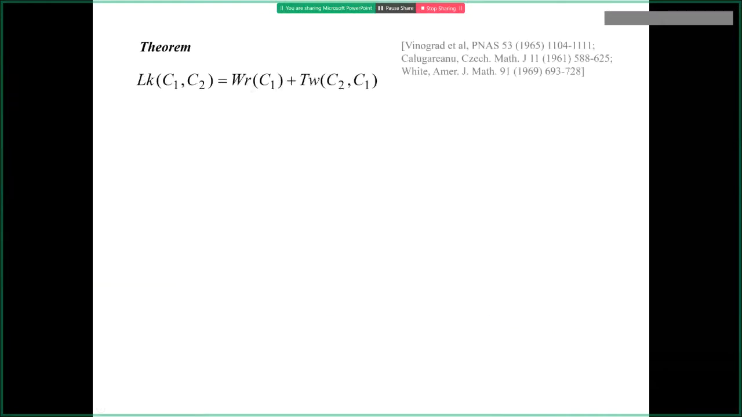Now these two are connected together by a theorem which was actually first discovered by biologists, but then was later proved for spatial curves, and then in more generality by Calugareanu and White, and this is the famous Calugareanu-White-Fuller theorem, I think it's now called: that the linking number of two curves is the writhe of one curve plus the twist of the second curve about the first curve.